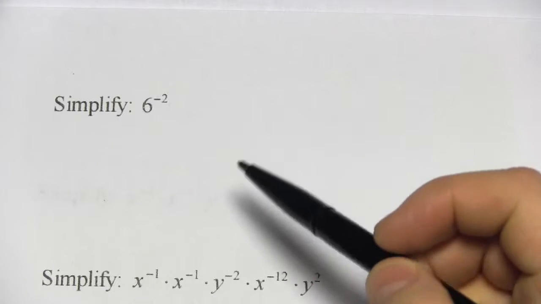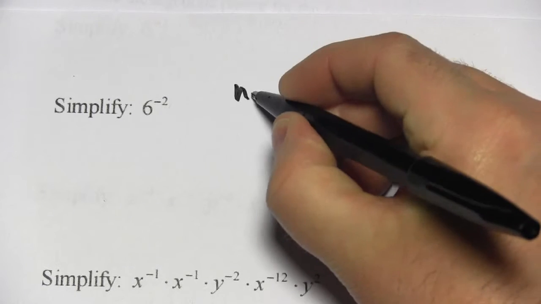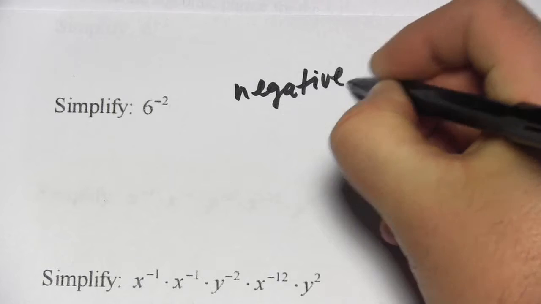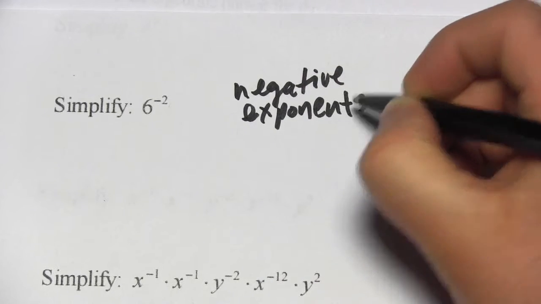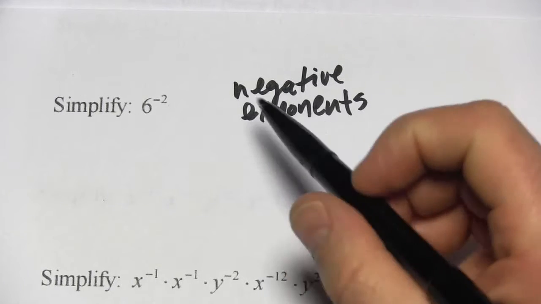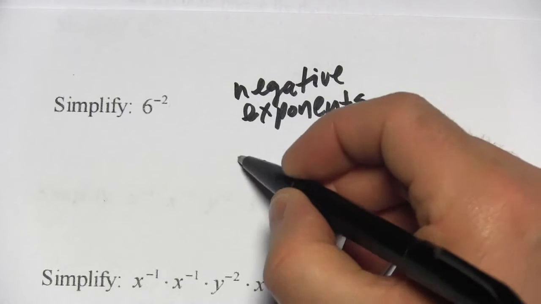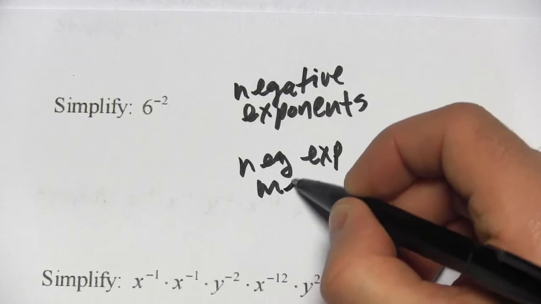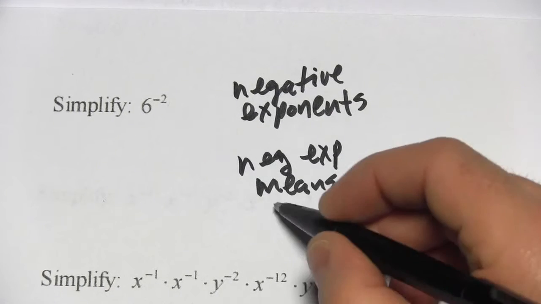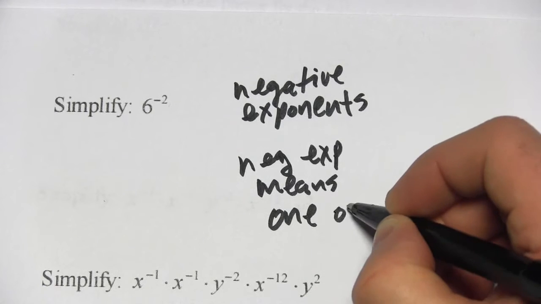In these problems, we're dealing with negative exponents. And the negative part of a negative exponent means 1 over. So a negative exponent means 1 over.